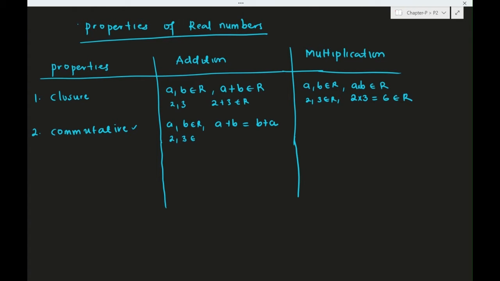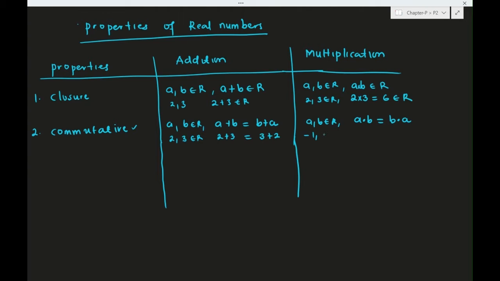For example, if you take 2 and 3 again in R, you see 2 plus 3 is the same thing as 3 plus 2. Also, under multiplication, if you take A, B in R, you see A times B is the same thing as B times A. Let's take different numbers.